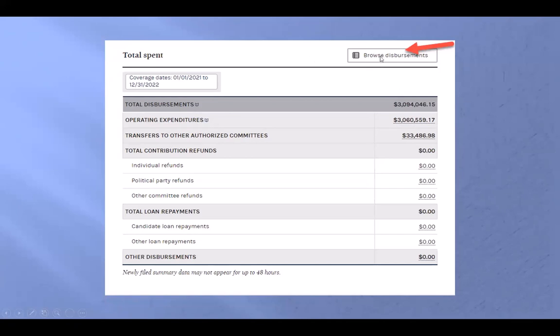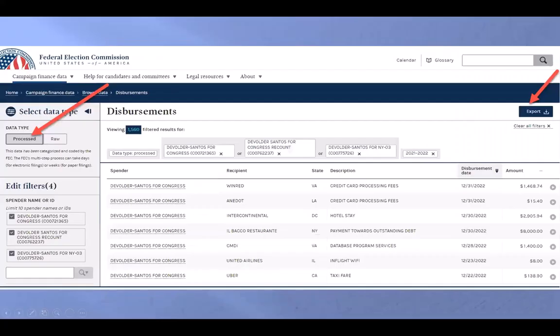And you can actually click on Browse Disbursements, and you can see his disbursements. So we have everything listed there. I prefer the processed data because they've gone through it and they've taken out duplicates and the like. And I did an export.